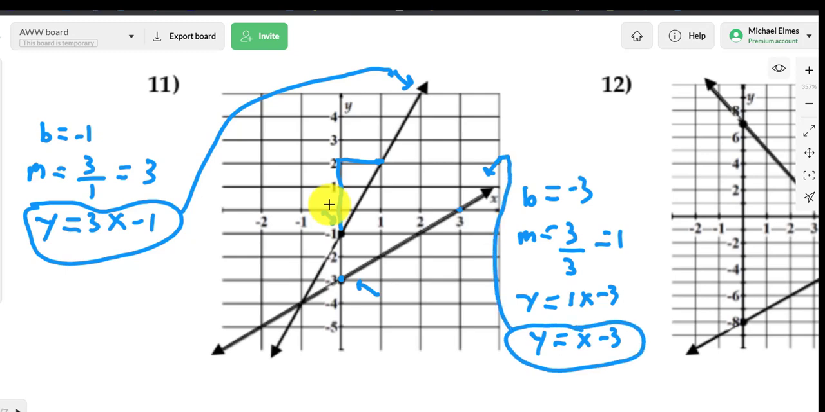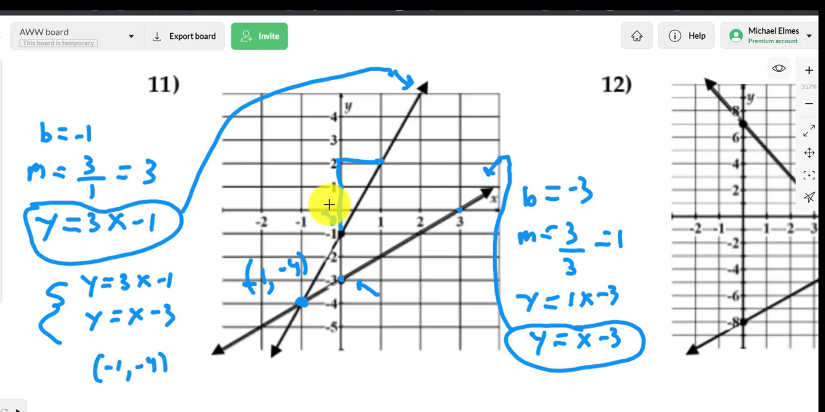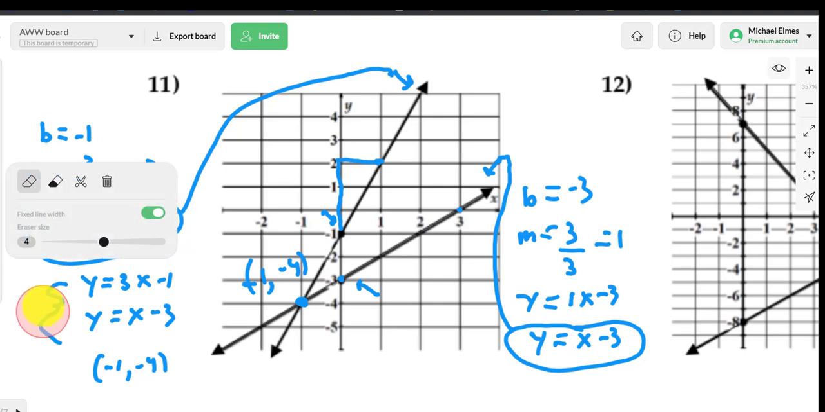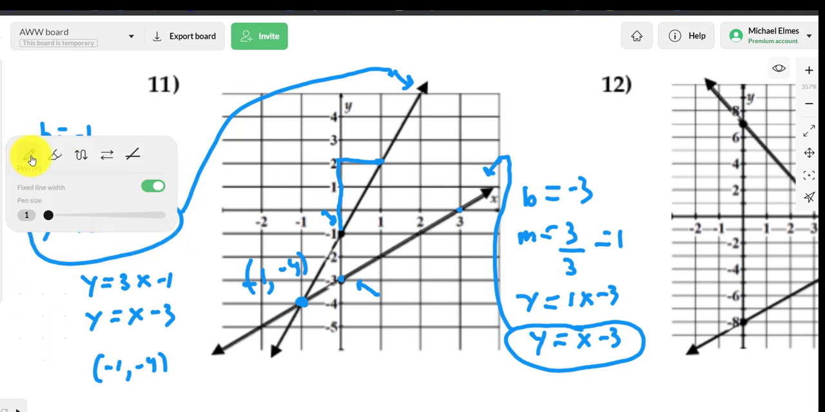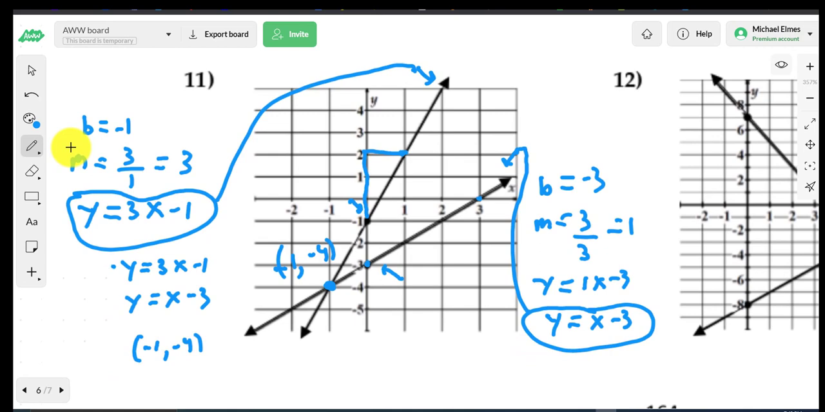And then the intersection is happening here. So the solution would be, looks like (-1, -4). And if I want to write the system of equations, I would write something like y equals 3x minus 1, y equals x minus 3, and my solution is (-1, -4). And that's it. I tried to write my system sign well, but it didn't come out great. So let me try this again. Something like that. That's my system of equations.